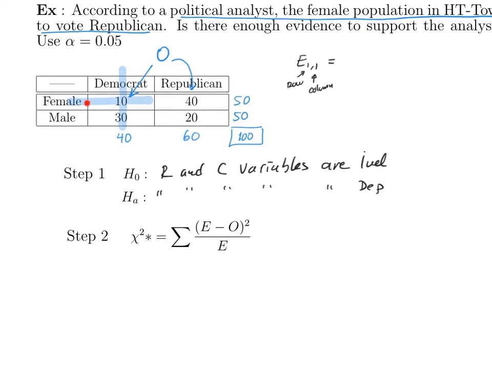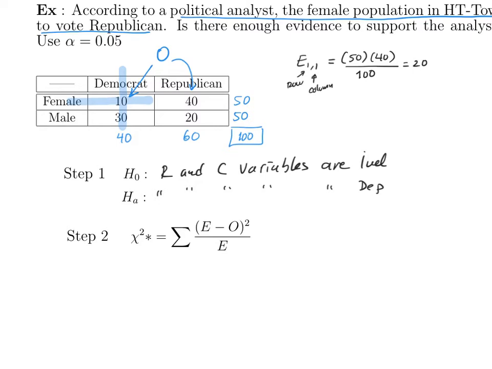The sum of row 1 is 50. So I'm just using the formula from the last page. So this will be 50. So this is the sum of row 1. Then the sum of column 1 is 40. And the total sum is 100. When you simplify this it equals 20. So that's how easy it is to find expected values.